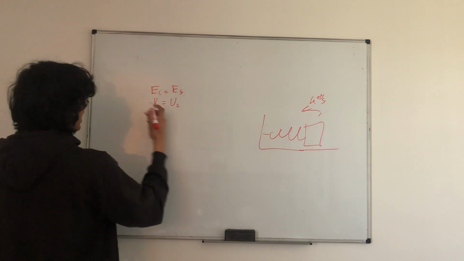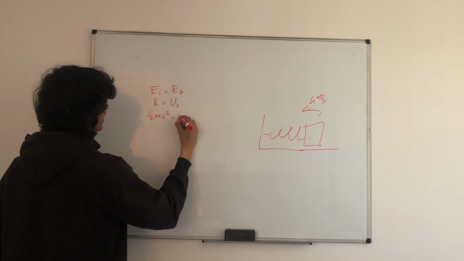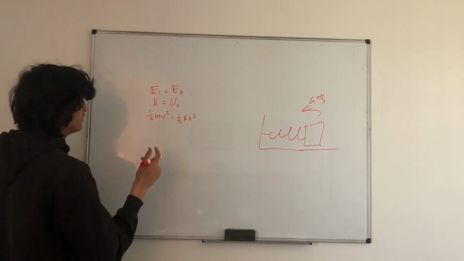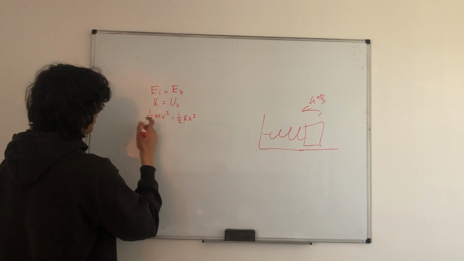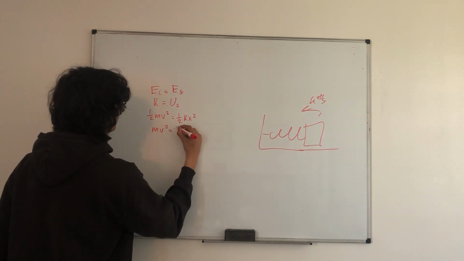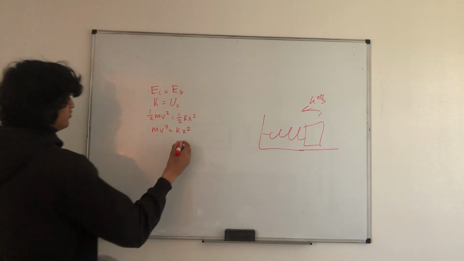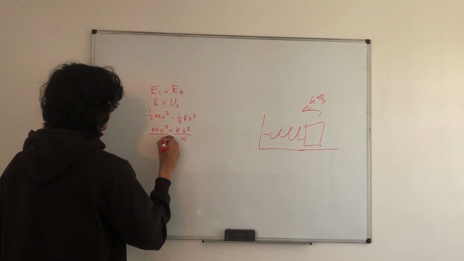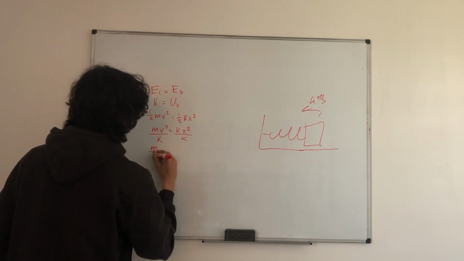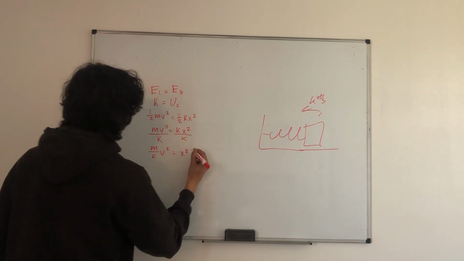So I know K is 1/2 mv squared, and then it's going to be 1/2 kx squared. And then we're going to get rid of the half, right? We multiply 2 by both sides. So we have mv squared equals kx squared. And we're solving for x, so we'll just divide by k on both sides here. So we have m over k v squared equals x squared.